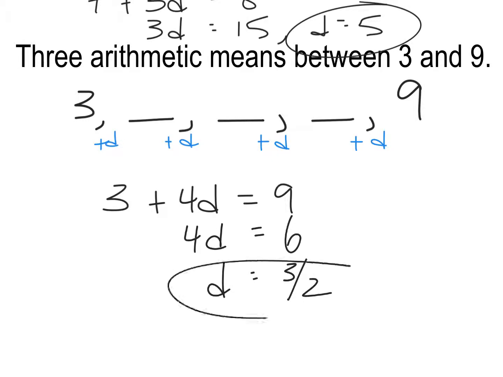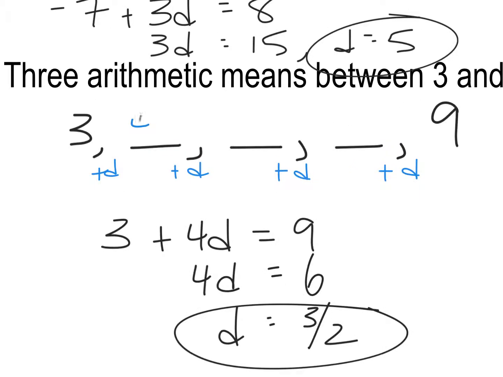Okay, so now all I have to do is fill in my spots. 3 over 2 is the same as 1.5. So 3 plus 1.5 is 4.5, plus another 1.5 is 6, plus 1.5 is 7.5, plus 1.5 is 9. Again, the increment every single time is 1.5.